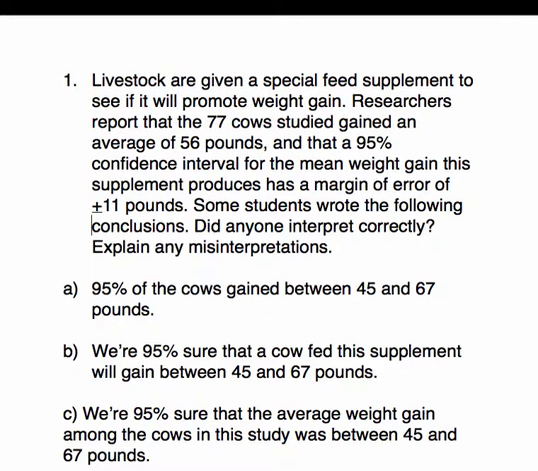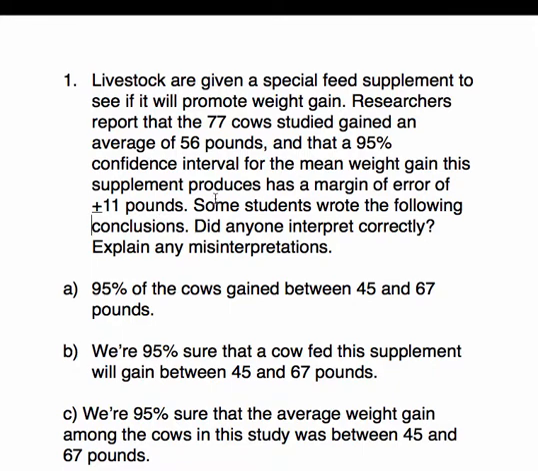So let's go ahead and get started. The first question: livestock are given a special feed supplement to see if it will promote weight gain. Researchers report that the 77 cows studied gained an average of 56 pounds, and that a 95% confidence interval for the mean weight gain this supplement produces has a margin of error of plus or minus 11 pounds. Some students wrote the following conclusions. Did anyone interpret incorrectly? Explain any misinterpretations.